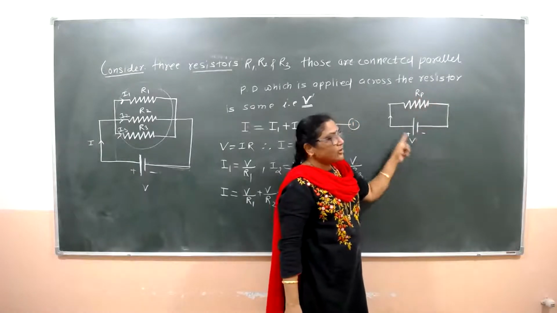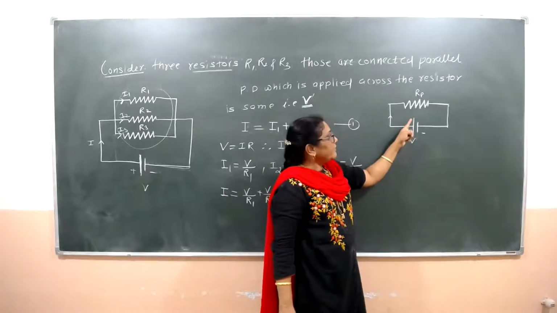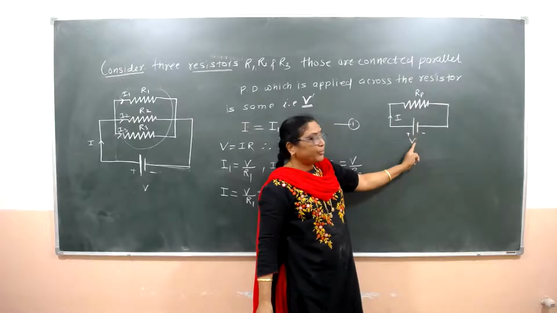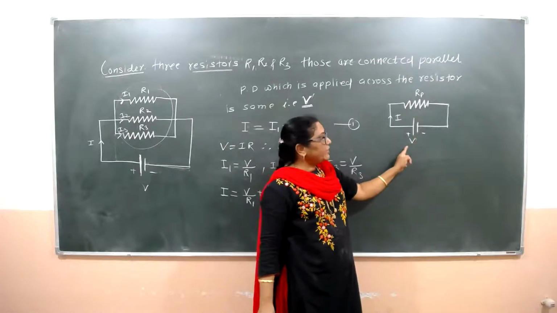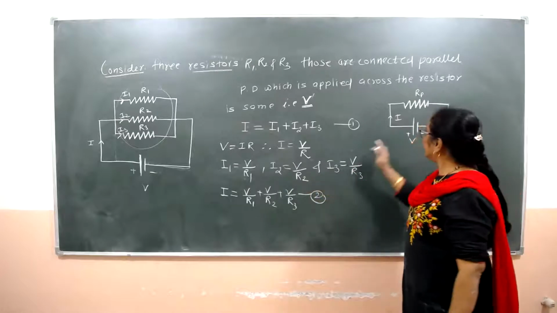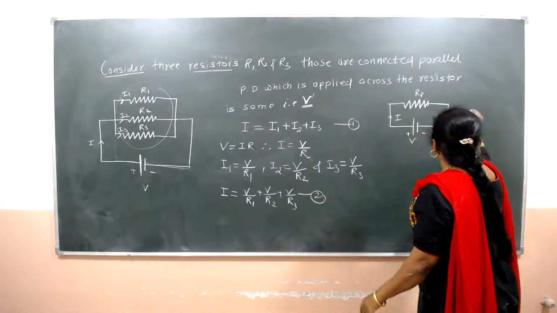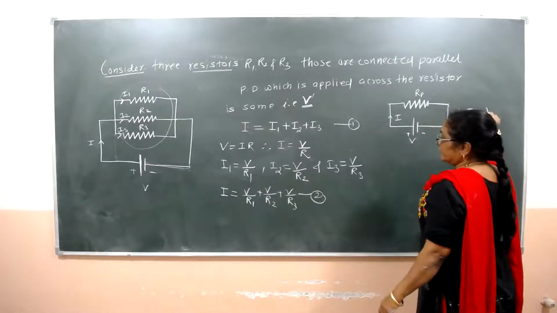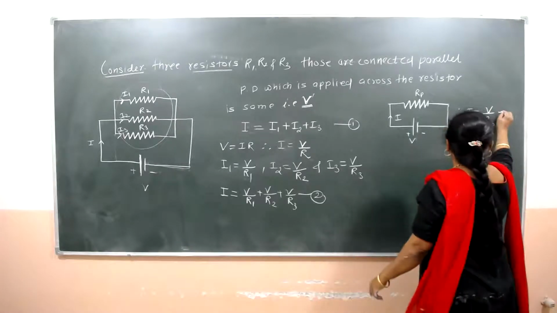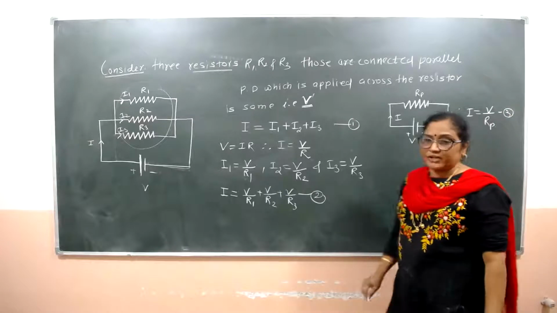Then apply Ohm's law for this circuit, where current is I, resistance is RP, potential is V. When we apply Ohm's law here, what is Ohm's law? I is equal to V divided by RP. This is equation number 3.